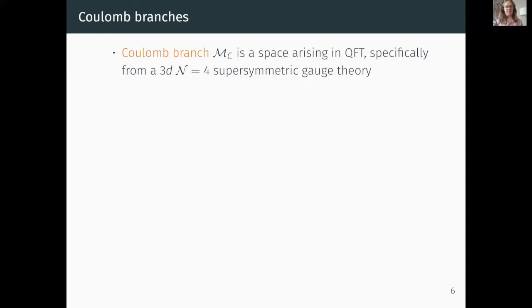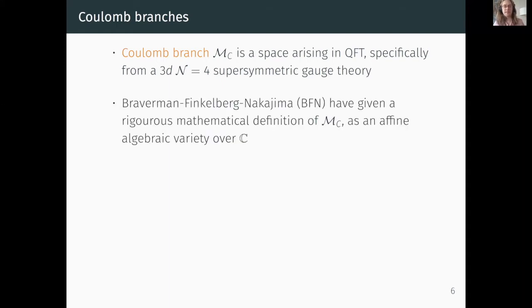And physicists would say that the Coulomb branch is some sort of hyperkähler manifold, or maybe a singular hyperkähler manifold. The difficulty was that it's very difficult to write down what that means. It's only very recently that there has been some progress, by Braverman, Finkelberg, and Nakajima. They've given a rigorous mathematical definition, but only as an algebraic variety over the complex numbers. You could say that's either losing some information because you're forgetting the hyperkähler structure, or, for the purposes of this talk, a very good thing. We only care about over C. So here's some nice algebraic variety coming from physics.